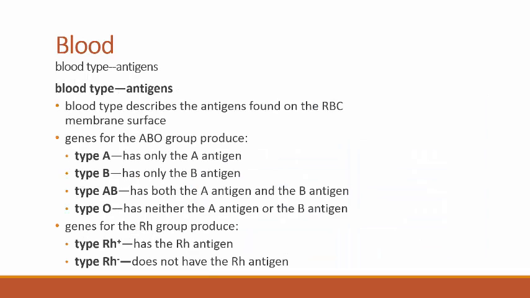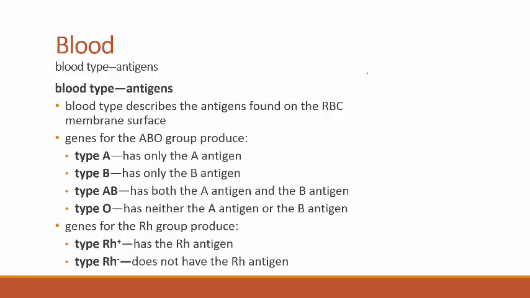So blood type really describes the antigens found on the red blood cell's surface membrane. If a person is type A, they have the A antigen. Type B, they have the B antigen. Type AB, they have both antigens on their cell membrane. Type O has no A or B antigens on their surface membrane. There are then two versions of the gene for Rh. Rh positive has a functional Rh antigen. Rh negative doesn't have that antigen.